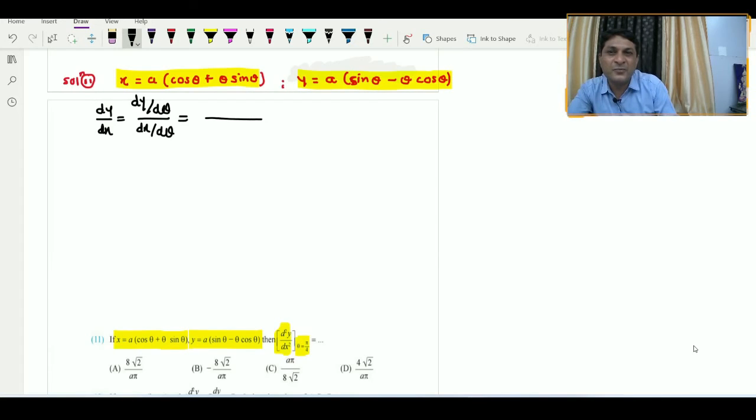Means in the numerator we are differentiating y with respect to theta. So here this is the value of y, a keep it as it is. Now the derivative of sin theta will be cos theta, minus keep it as it is. To find the derivative of this term we have to apply the product rule. According to the product rule, keep the first term theta as it is into the derivative of the second term, means the derivative of cos theta will be minus sin theta, plus the second term as it is, means cos theta as it is, into the derivative of the first term, means the derivative of theta is 0.